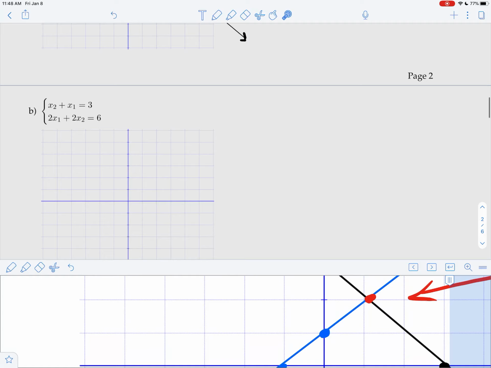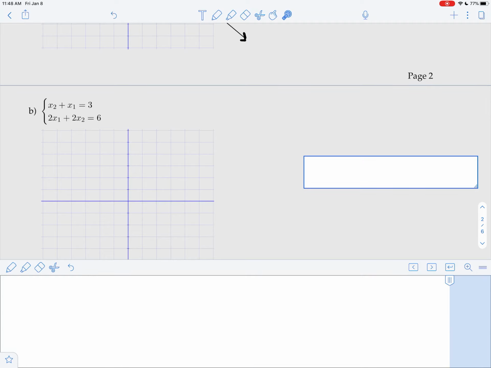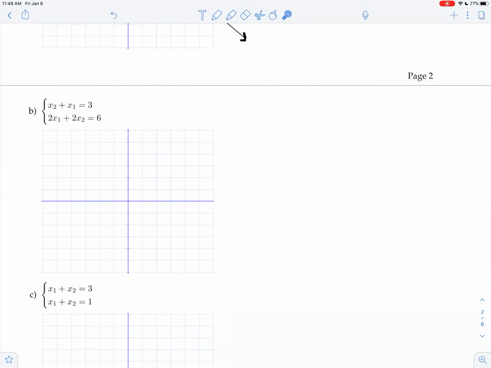All right, next system. Let me close this. Okay, so we'll just graph the first line. So x2 plus x1 is 3. That's saying y plus x is 3. We actually just graphed that one before. When x is 0, y is 3. When y is 0, x is 3. We've got that one. No problem. There's a problem because I can't seem to graph it. There we go. Close enough. Okay, so there's that one.